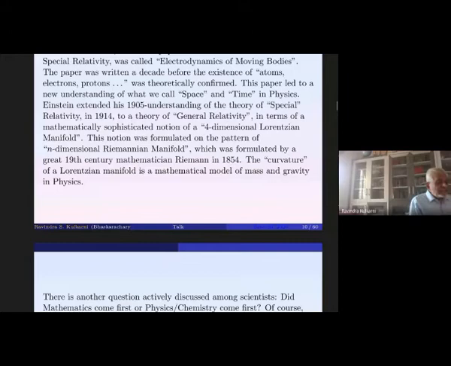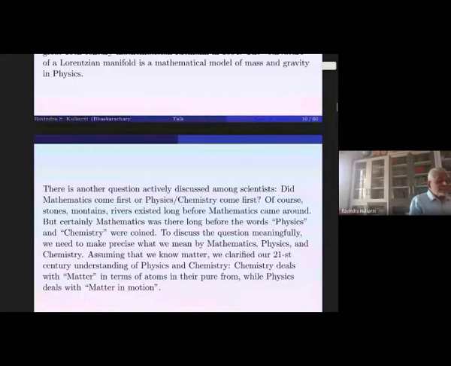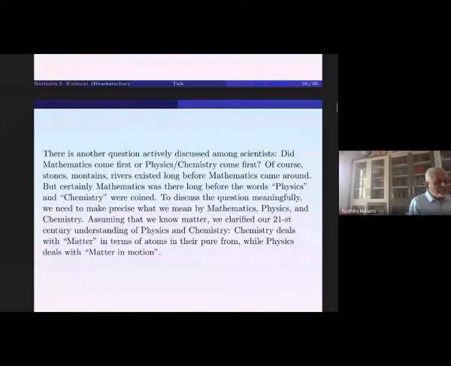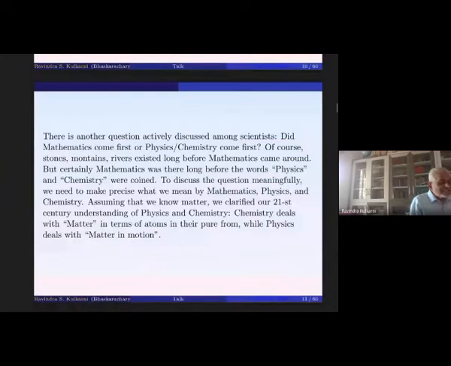Now, there is another question actively discussed among the scientists. Did mathematics come first or did physics and chemistry come first? Of course, the stones, mountains, rivers existed long before mathematics came around. But stones, mountains, rivers, that is not called physics. Certainly, the mathematics was there long before even the words physics and chemistry were coined.